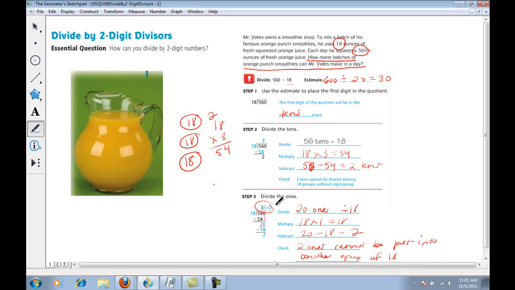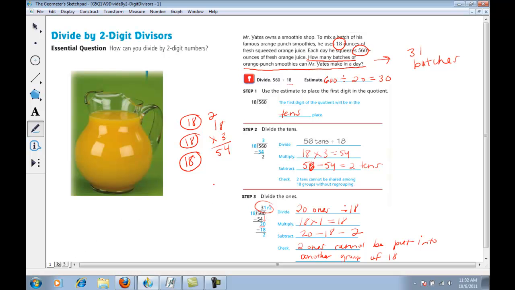But does that answer my question? Let's go back and look at the question. How many batches of orange punch smoothies can Mr. Yates make in a day? Well, since my quotient is 31 with 2 ounces remaining, the correct answer is going to be 31 batches.